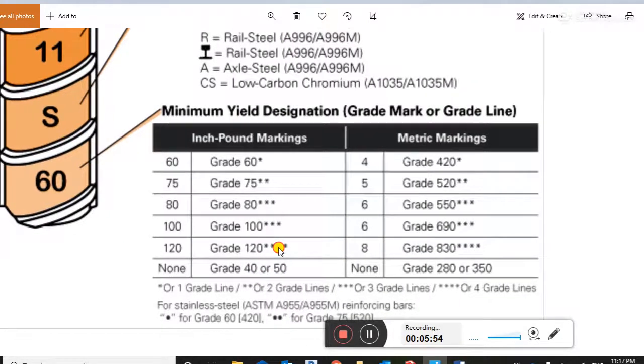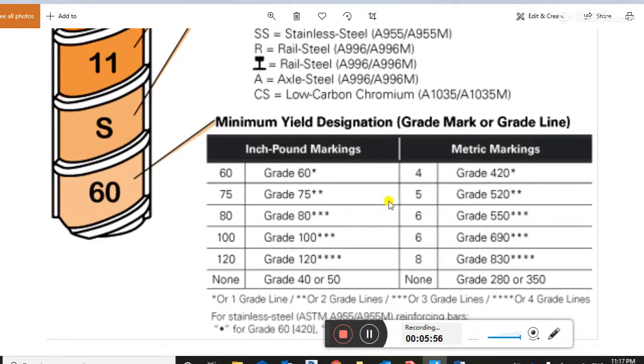Guys, this is for the metric unit. In metric units, instead of 60 it will be 4. It is grade 420, 5 is grade 520, 6 is grade 550, and 6 is grade 690. As per this, this is inch-pound markings, and this is for metric units.